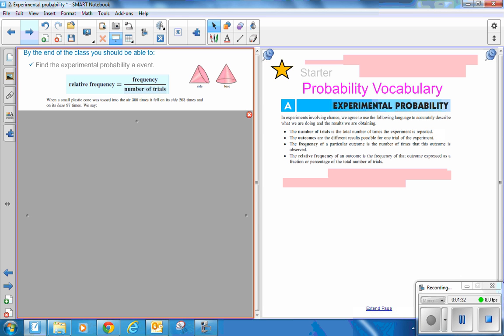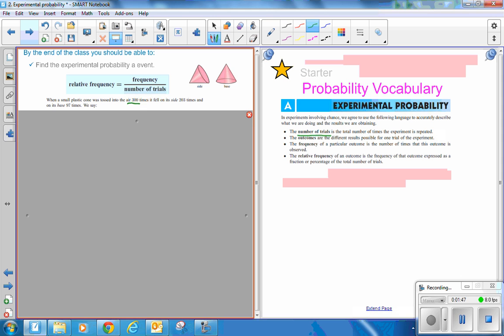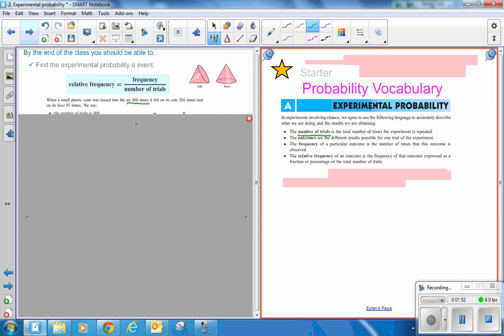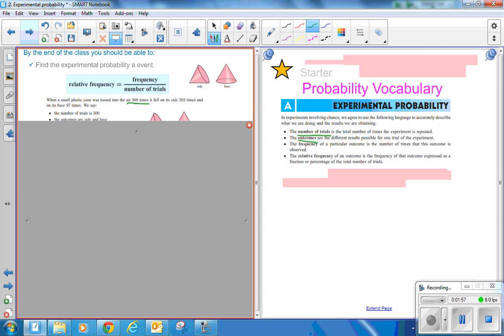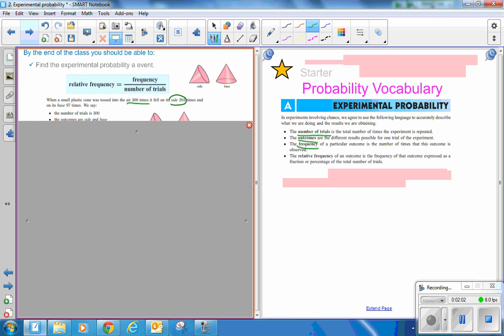When a small plastic cone was tossed into the air 300 times, it fell on its side 203 times and on its face 97 times. Now let's start with the number of trials. How many times did we do that? It's 300 times. Now, the outcomes can be side or base, that's the outcomes of that cone. Then the frequency: for the side, it's 203, and for the base, it's 97 times.